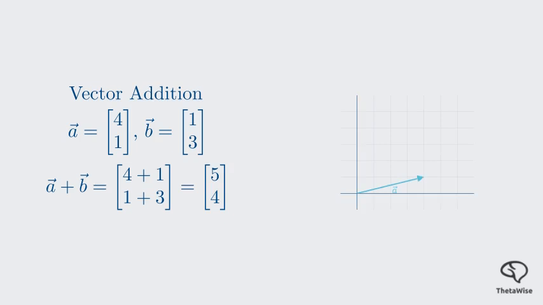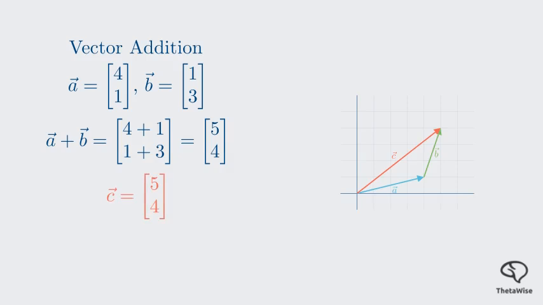Geometrically, this is known as the nose-to-tail method. We draw vector A first. Then, we place the start of vector B at the arrowhead of vector A. The result of the addition, often called the resultant vector, is the single vector that goes from the very beginning of the first vector to the very end of the last one. Notice how moving 4 units right and 1 up, followed by 1 unit right and 3 up, is exactly the same as moving 5 units right and 4 units up in one go.